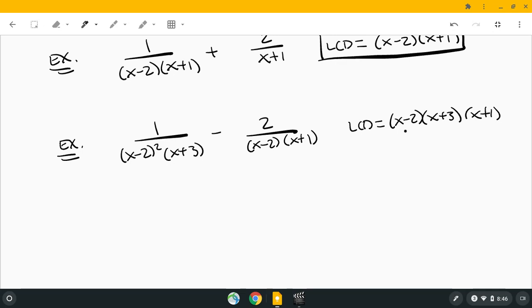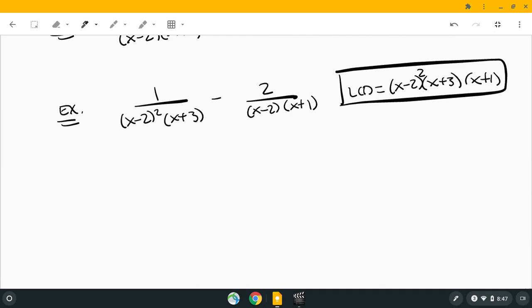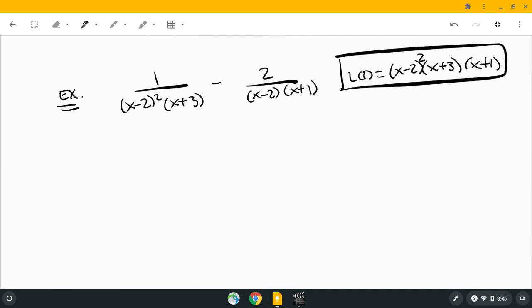We see an x minus 2. We see an x plus 3. And we see x plus 1. Exponents. We see one right here, exponent 2 on x minus 2, and that's the highest exponent for x minus 2. So that is the LCD right there. All right, let's take a look at this one.